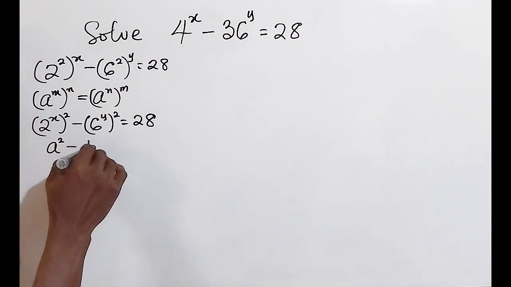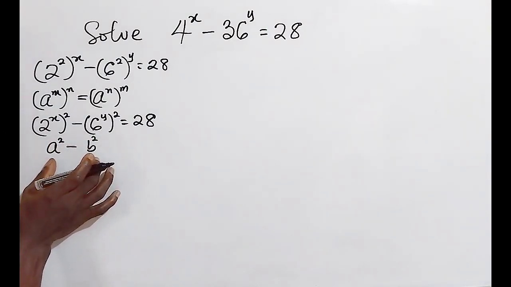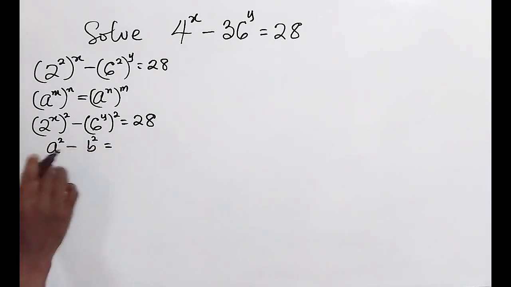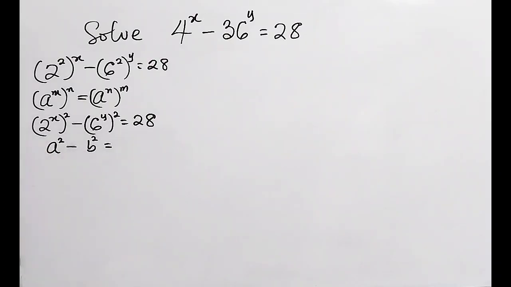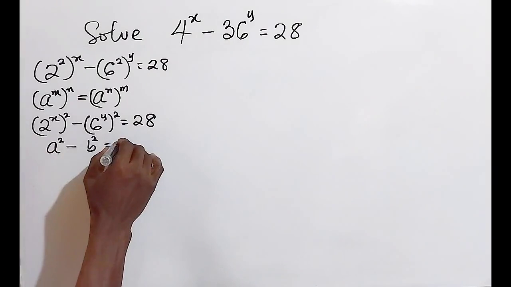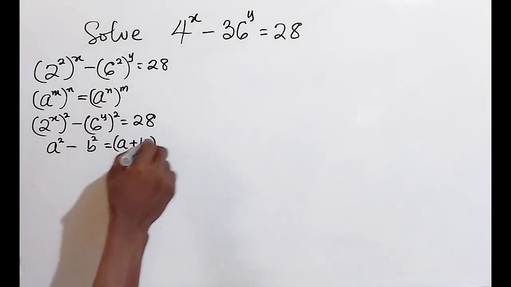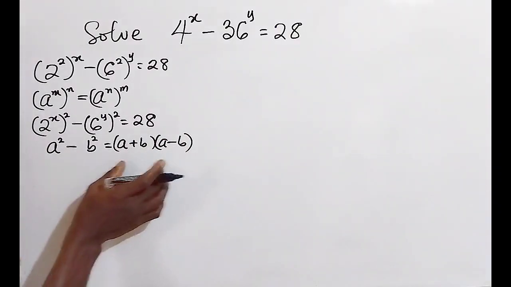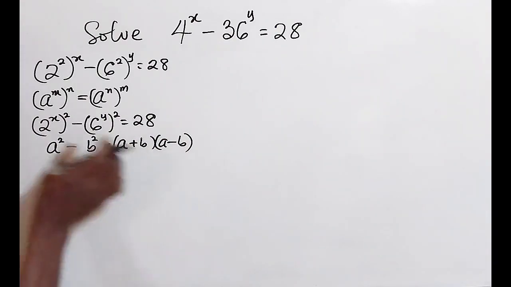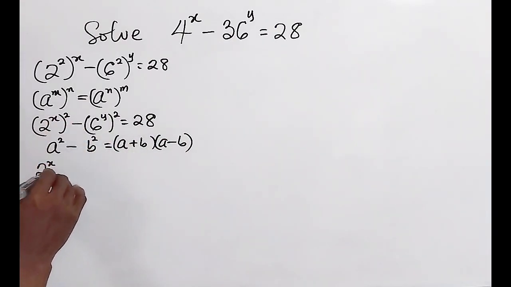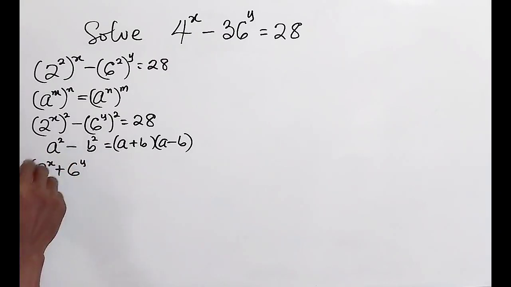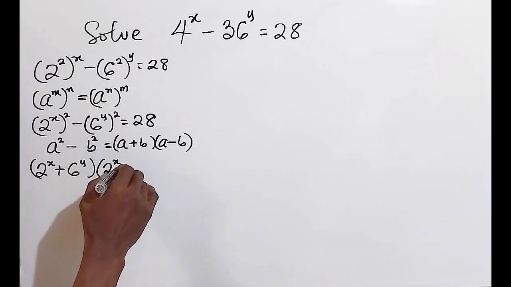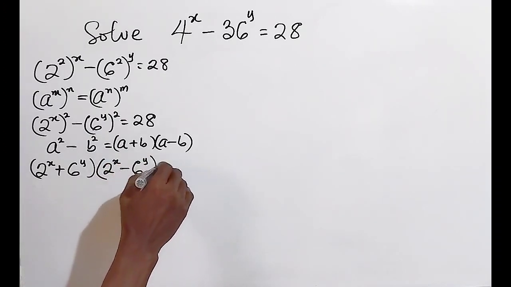Now if you look at this equation closely, we can say this a raised to the power of 2 minus b raised to the power of 2 is likened to the algebraic expression, the difference of two squares, which gives us a plus b into a minus b, right? Okay, so if this is true, we can also write this as: 2 raised to the power of x plus 6 raised to the power of y, then into 2 raised to the power of x minus 6 raised to the power of y, all equals what?